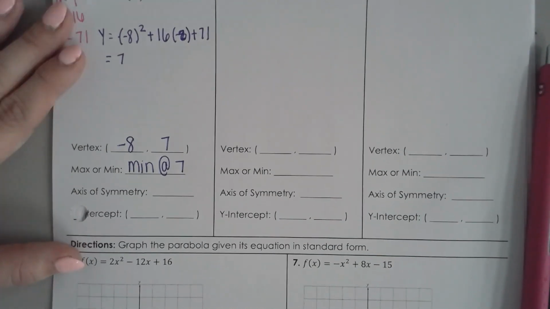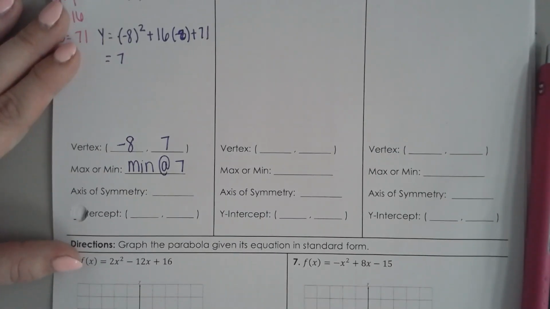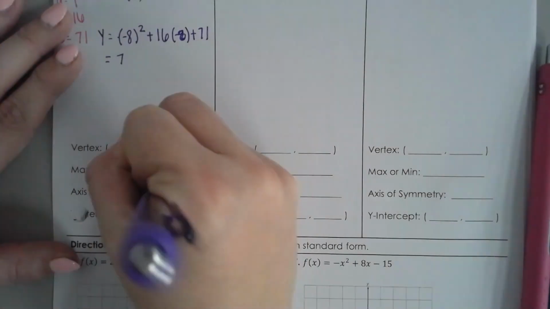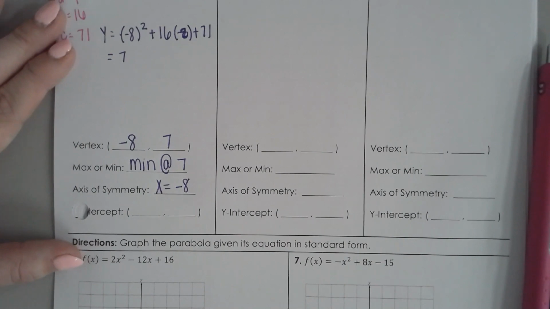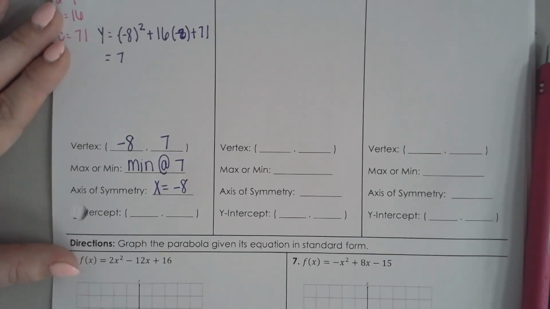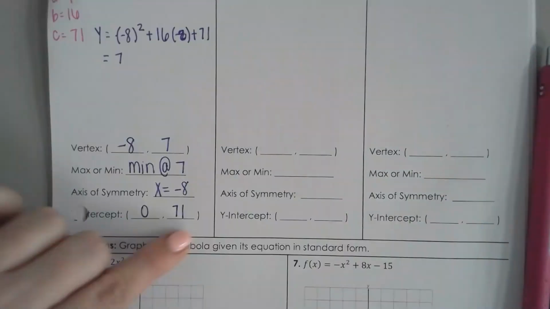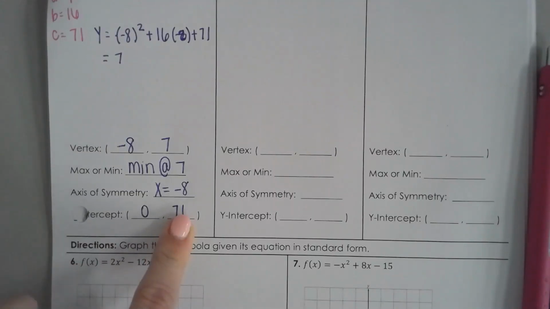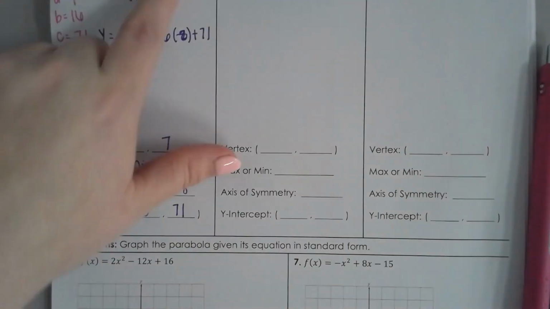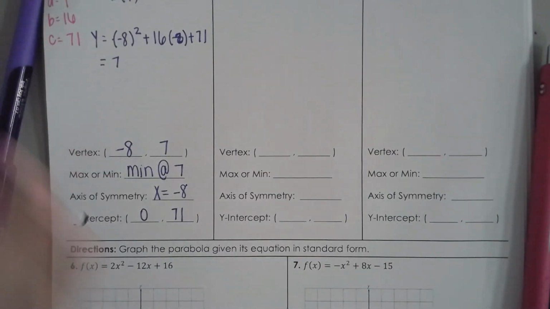What is the axis of symmetry? X equals -8. What is my y-intercept? 0, 71. Yep. Remember on the last page I told you that your C value is your y-intercept. My C value was 71. I want you to work on numbers 4 and 5.